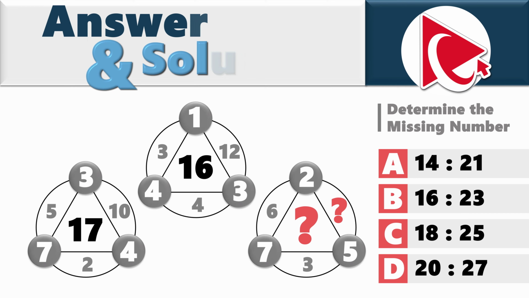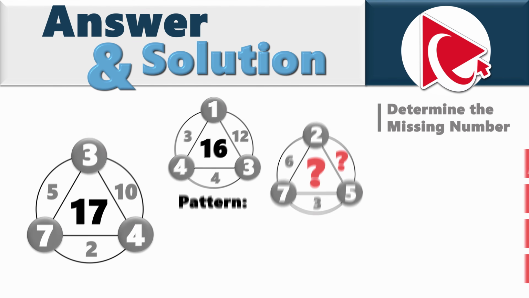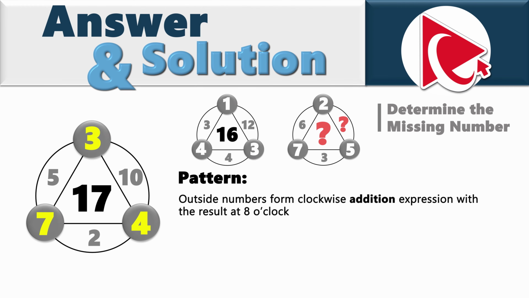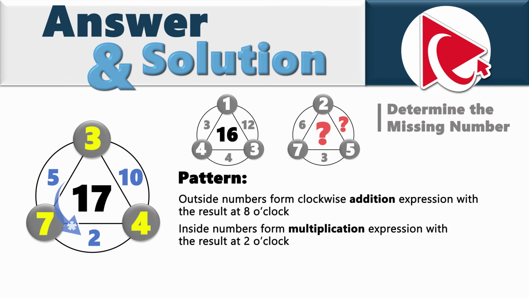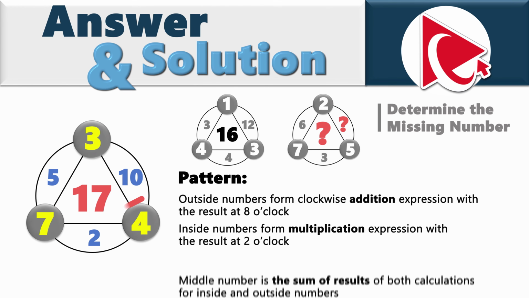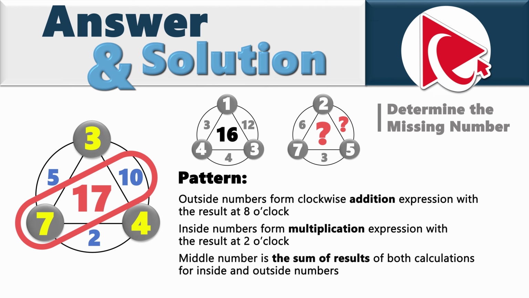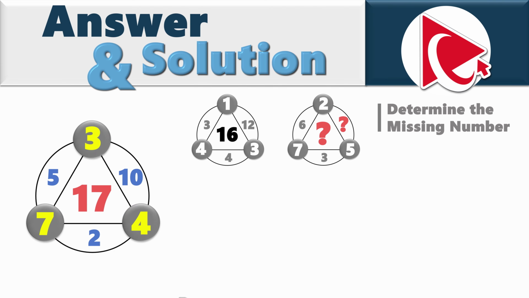If you look closely, you can easily recognize the pattern. In fact, outside numbers form a clockwise addition expression with the result at 8 o'clock, and inside numbers form a multiplication expression with the result at 2 o'clock. And the middle number is the sum of the results of both calculations for inside and outside numbers. Let's look at the example.